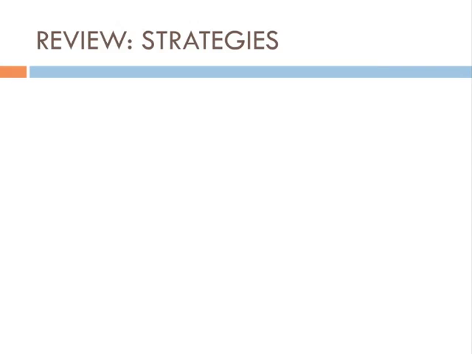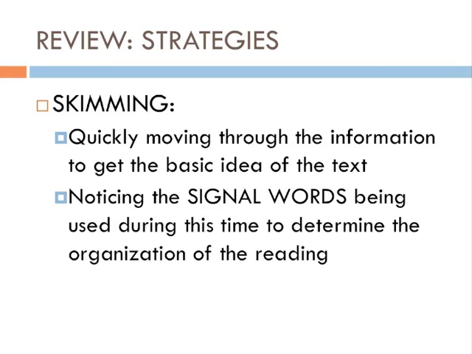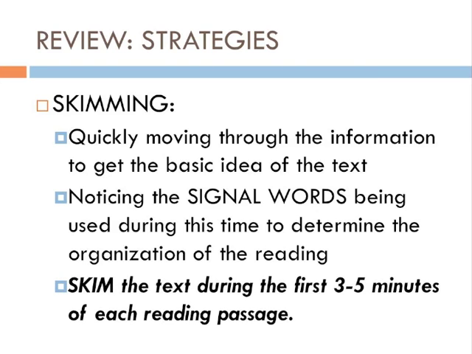So in terms of the strategies we discussed throughout the video series, first we talked a little bit about skimming. Skimming is when we quickly move through the information to get the basic idea of the text. And we noticed how the signal words being used during this time help give us an idea of the organization. So, for example, if it's a history article, we probably will notice some time signals being used. And as we stated before, in terms of strategy, you might want to skim the text during the first 3 to 5 minutes of your reading passage. That will help you get started before you jump in and start answering questions.